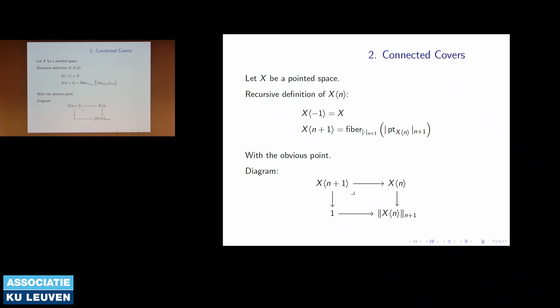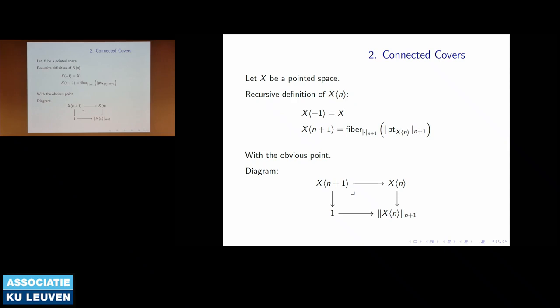Okay, the obvious point for -1 is just the point of X. The obvious point for the (n+1)th connected cover is the point of the nth connected cover together with the reflexivity proof that that's an element of the fiber here. Okay, here's the diagram. We have the (n+1)-truncation map over here on the right. We have the image of the point of X_n. We're pulling it back to give the (n+1)th connected cover.